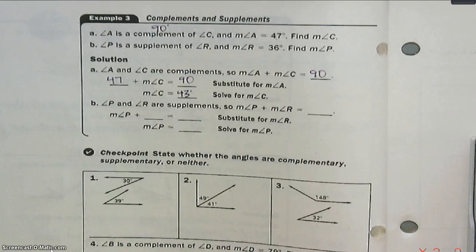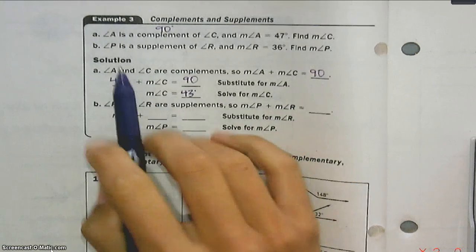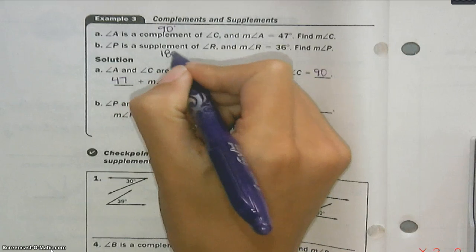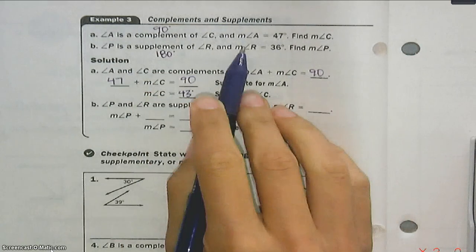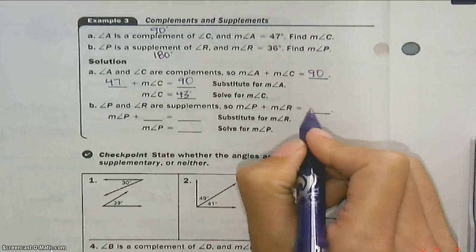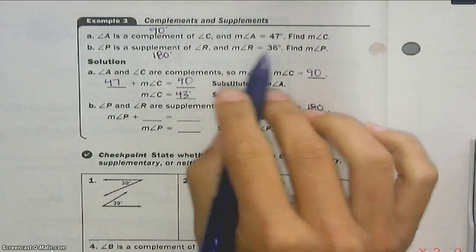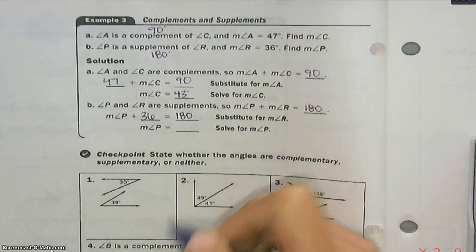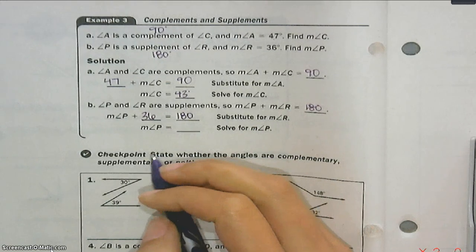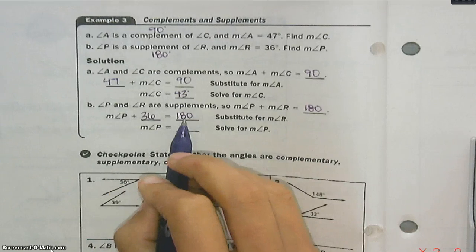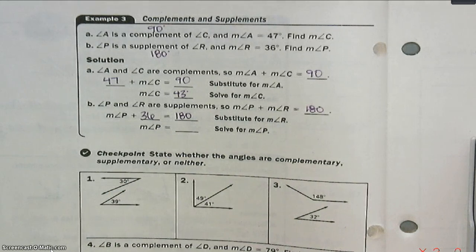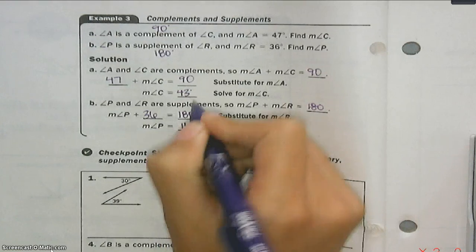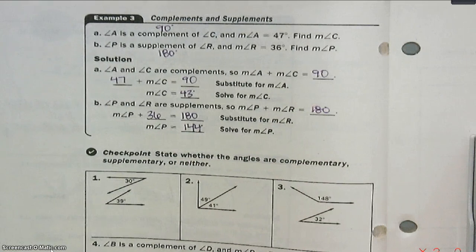Angle C is 43. Now we hear that P and R are supplements. I know that means 180. So together, P and R equal 180. R is 36. So how many more degrees do I need to get to 180? Well, I subtract 36 from 180, and I get 144. Angle P is 144 degrees.